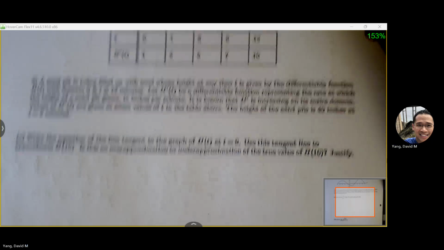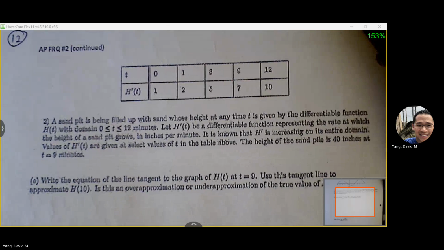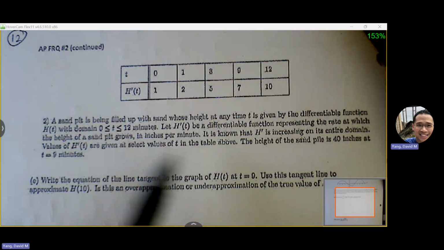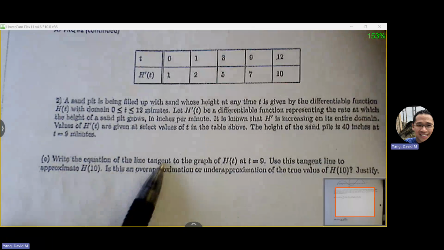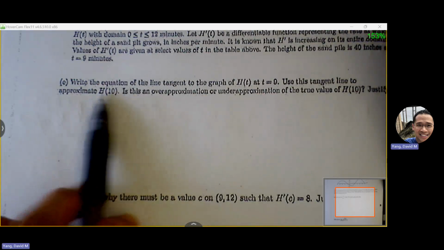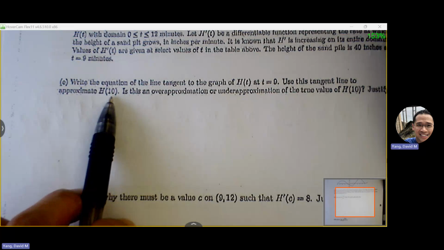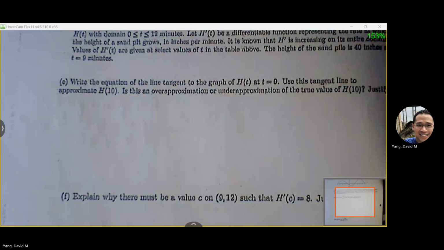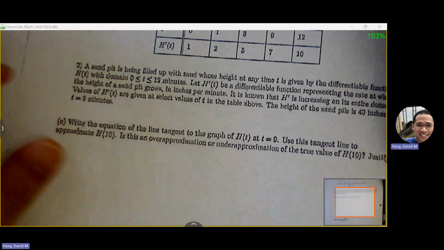Page 12. Same stem. Write an equation of the line tangent to the graph at t equals 9. So we're just trying to build our tangent line equation. Let's find our ordered pair, let's find our slope, use point slope form, and then we can plug in the 10. Normally it's a decimal value that we plug in, but in this case, they're asking for an approximation at an integer value. Okay, so let's find our ordered pair first.